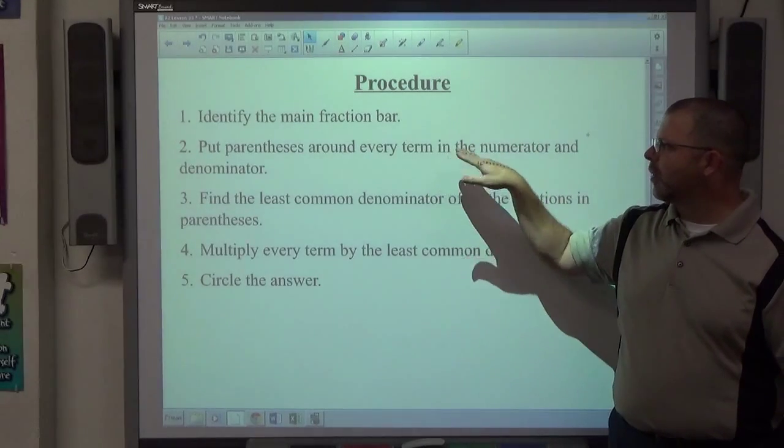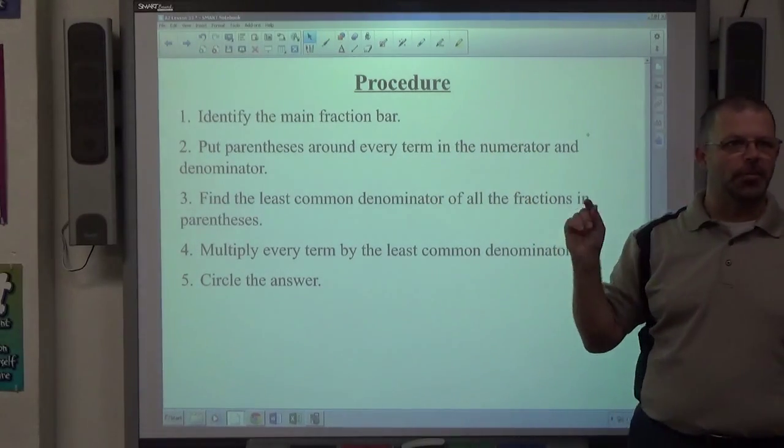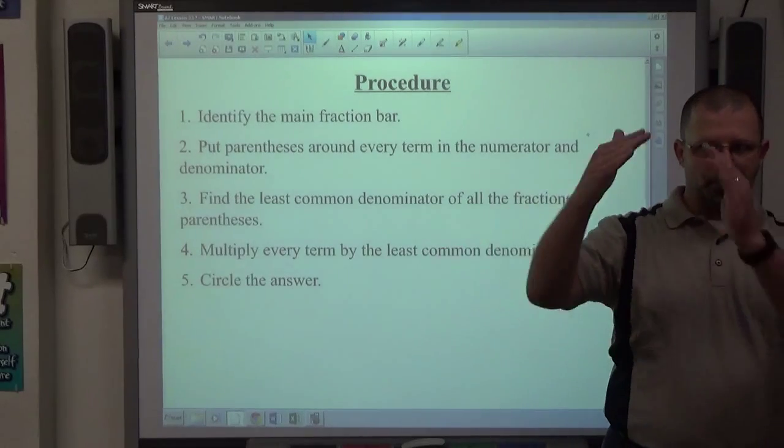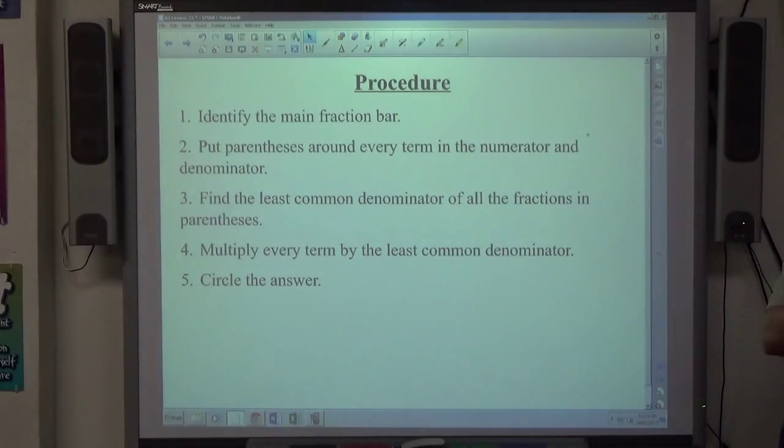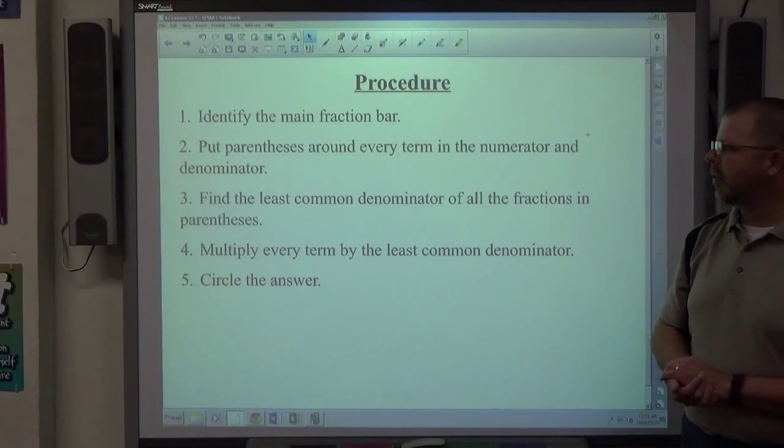I want you to put parentheses around every term, not just fractions, but every term. So if 5 is there, put parentheses around 5. If x over y, put parentheses around that. Every term, put parentheses around it.